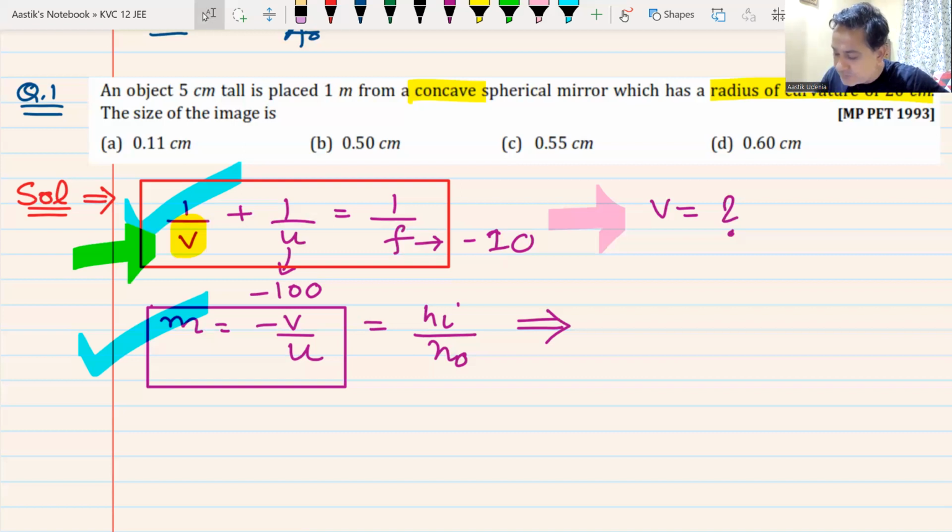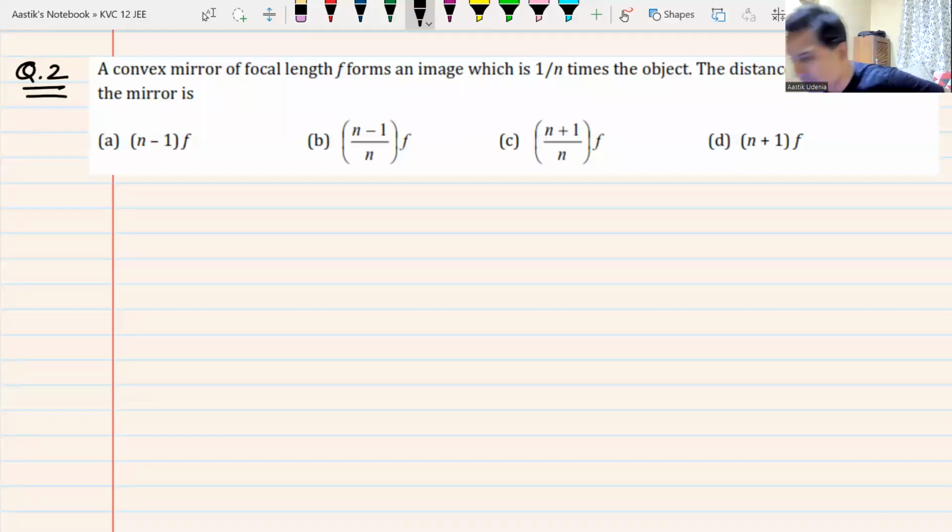From concave mirror, we jump on to convex one, and I think this question has come in JEE once or twice. A convex mirror of focal length f forms an image which is 1 by n times the object. What is the distance of the object from the mirror? Straightforward question. Yes? Option A.